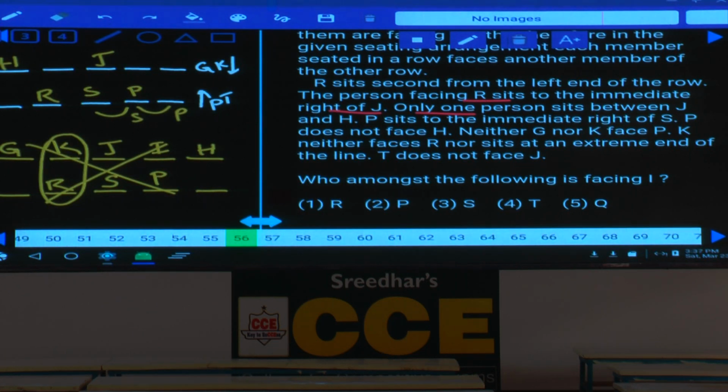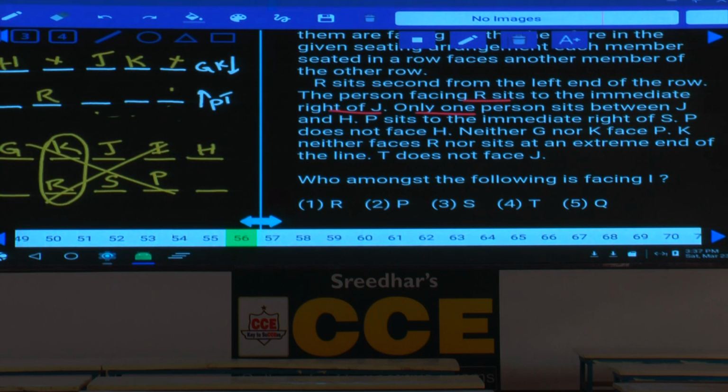Now K cannot face R, which means K cannot be at this place, and K cannot be here. Where should this K be? K must be at this place. If K is here, now this P and K are not opposite to each other. P and I are opposite to each other. As P and I are opposite to each other, P and S cannot be at this place.